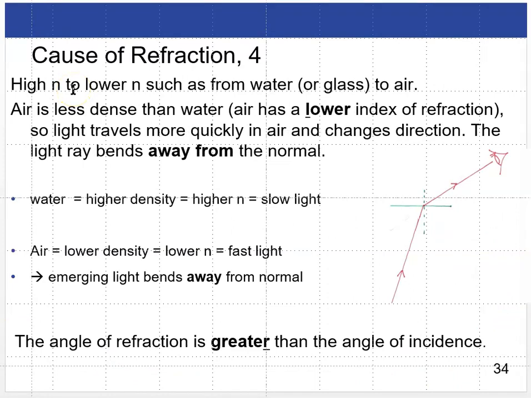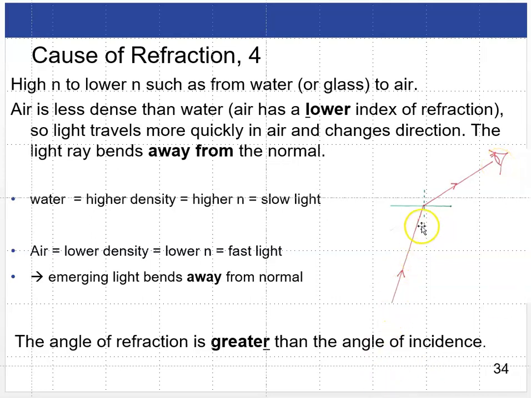If we're going from high index of refraction to lower index of refraction, such as from water to air. Air is less dense than water because air has a lower index of refraction. So air is a fast medium, water is a slow medium. So the light will travel more quickly in air, and therefore it will change direction. And because it can afford to have a longer path length, it will bend away from the normal.